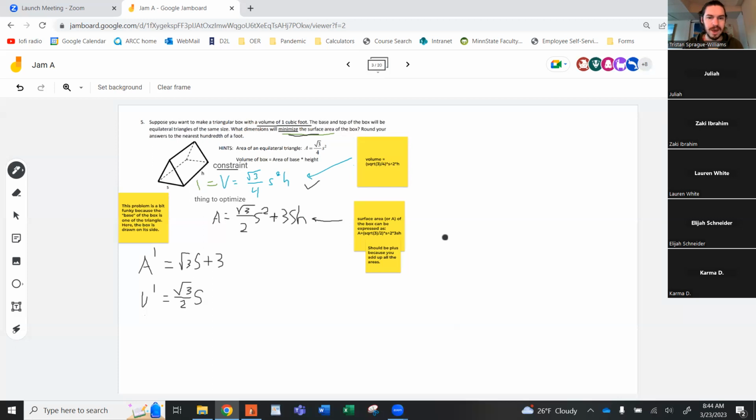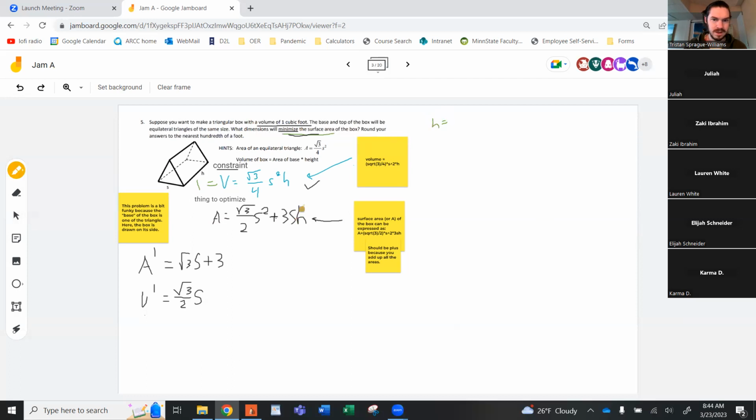Technically, you can do it either way. If you solve for S, you have to take a square root. Julia? I'll take the H. Yeah, let's solve for H. Then we don't have to deal with a square root, right? So that seems a little easier. And then we substitute in for this H over here. So this H over here is going to get replaced.